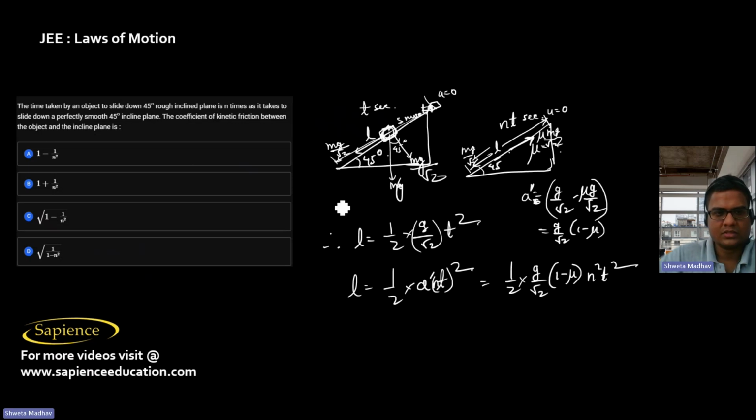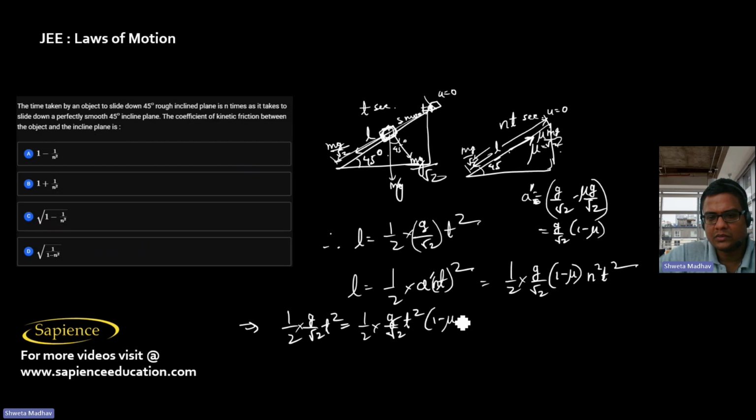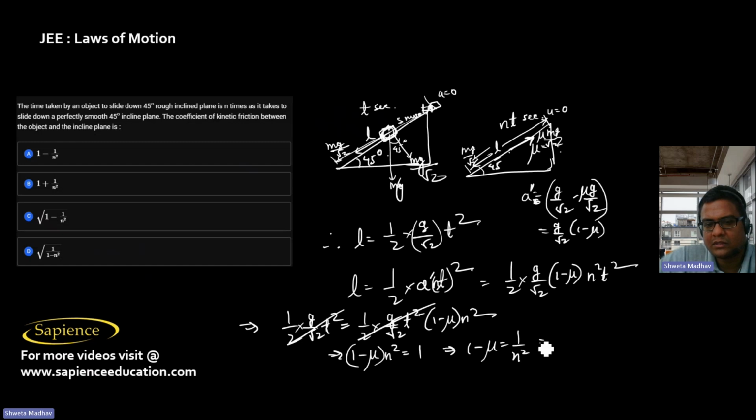So then mu is how much, that we have to find out in terms of n. So I can say half into g by root 2 into t square is equal to, since this is also the same length L, half into g by root 2 into t square into 1 minus mu into n square. So these two will get cancelled. So 1 minus mu into n square is equal to 1. So I can say 1 minus mu is 1 by n square. So mu will be equal to 1 minus 1 by n square. So option A is the correct answer.